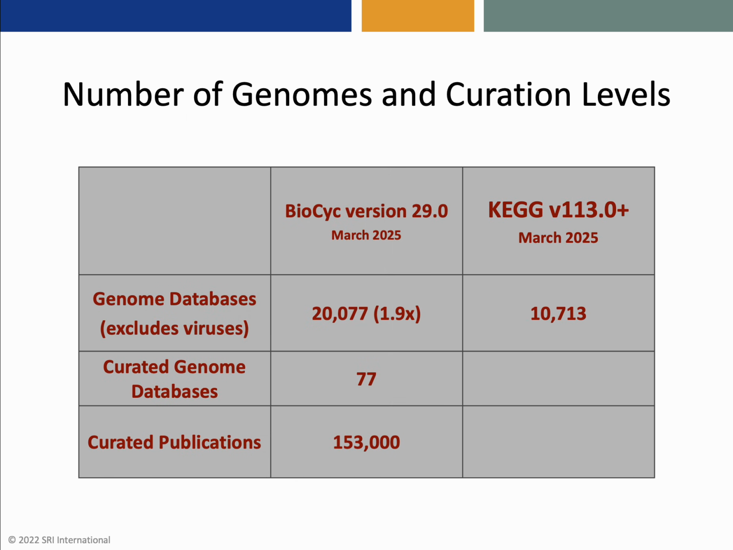So let's jump into the comparison here, and let's start by looking at the number of genomes offered by both databases and websites. BioCyc has about 20,000 genomes, KEGG has about 10,000 genomes, and that ratio is 1.9. BioCyc has 1.9 times as many genomes as KEGG does.